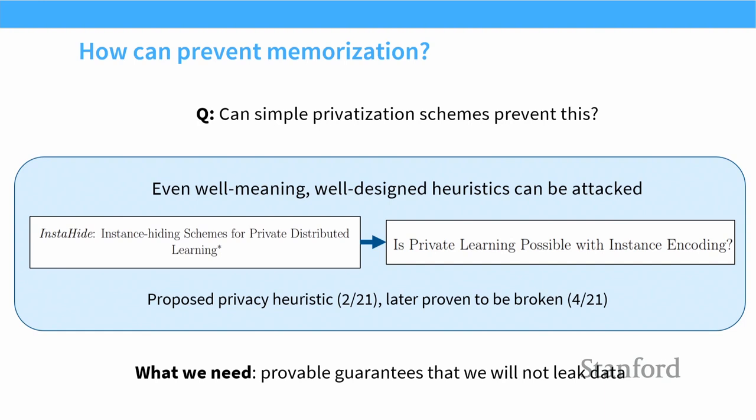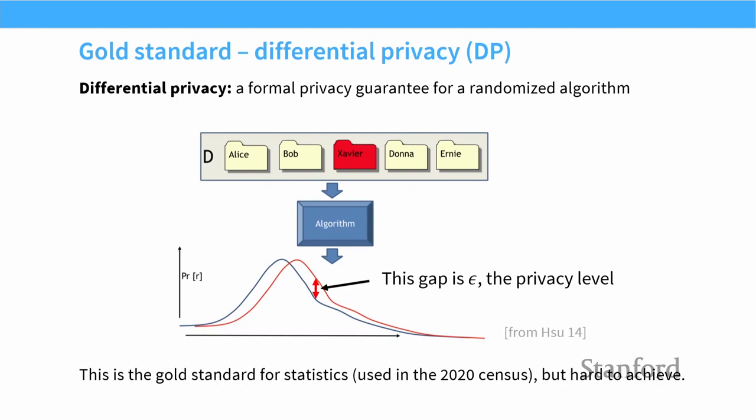This is not to say that this InstaHide thing was a bad idea. This is to say privacy is hard when we don't have provable guarantees. And so what we need is some stronger guarantee that we're not going to leak user data that we care about. The gold standard method, the thing that has stood the test of time, is differential privacy.